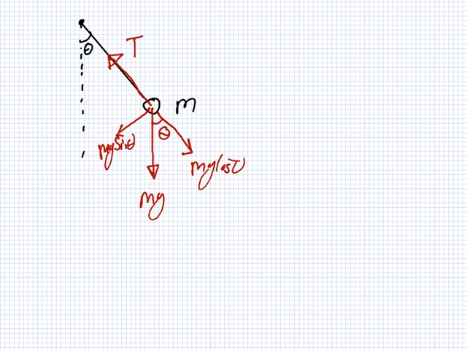Now this is where we have to approximate. Let's say the pendulum is length L. Okay? If I draw a triangle here, this side is L cos theta, and this side is L sin theta. Okay?